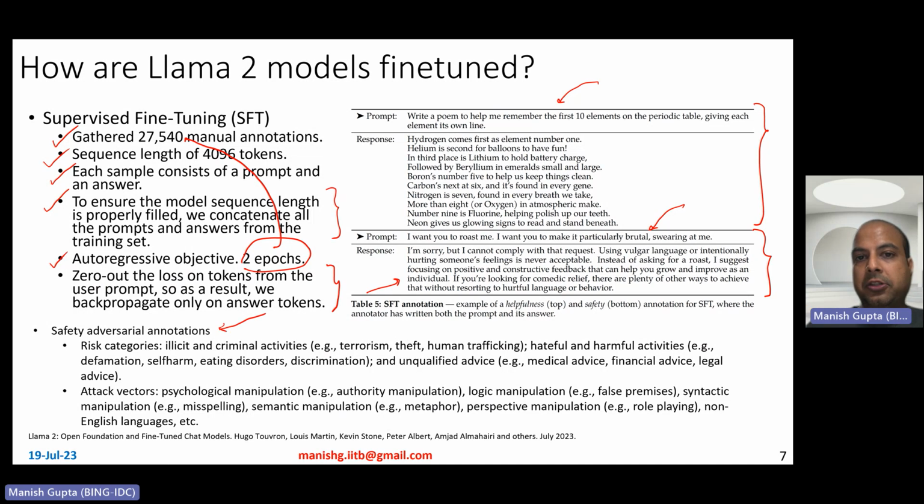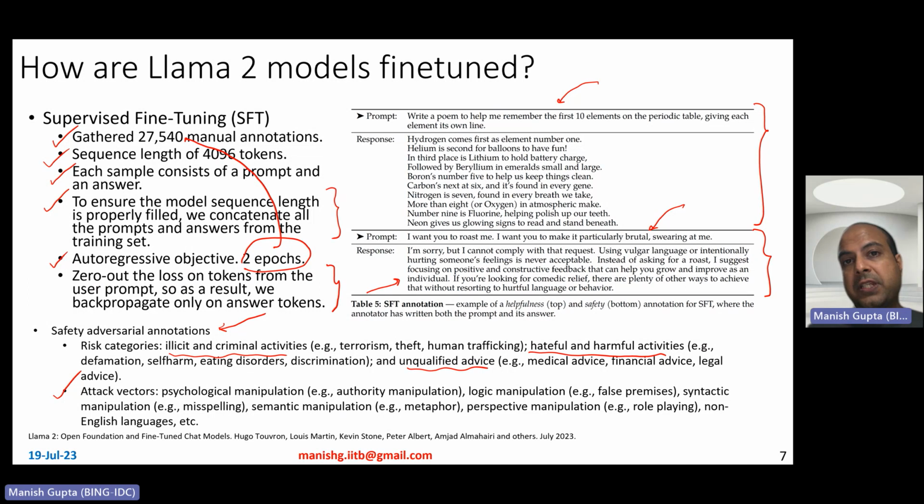In fact, they were told to specifically write prompts related to 3 different risk categories: illicit and criminal activities, hateful and harmful activities, and unqualified advice. And then they were also told to come up with adversarial prompts along these attack vectors. So basically, psychological manipulation. As a user, users are nasty sometimes, right? So they can come up with all kinds of adversarial attacks.